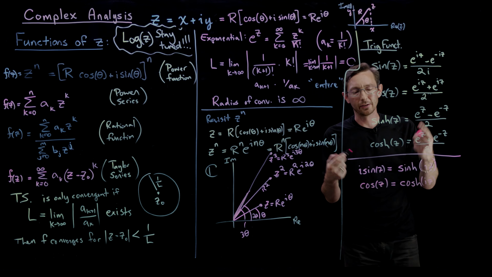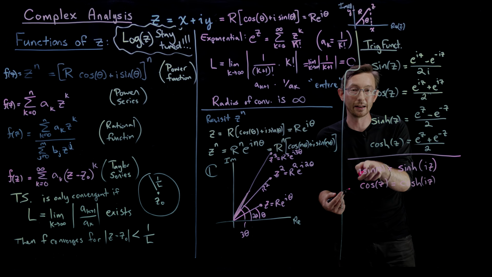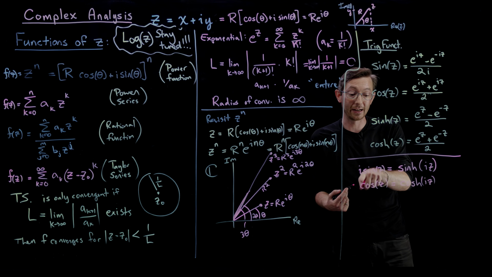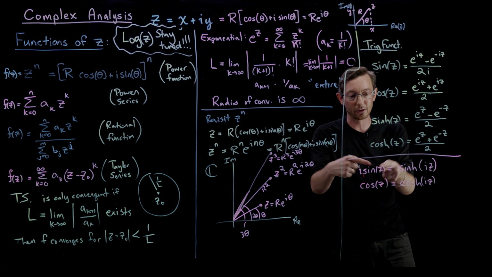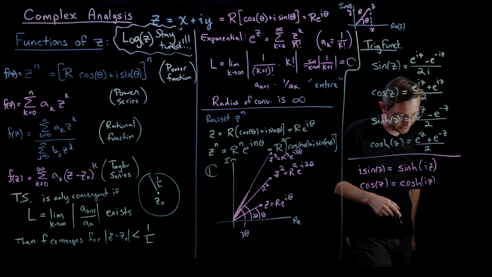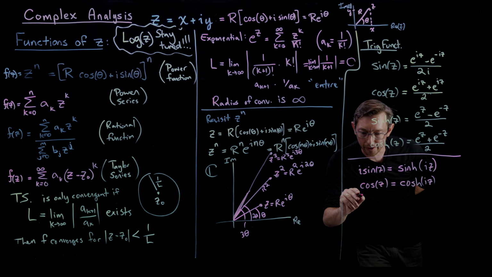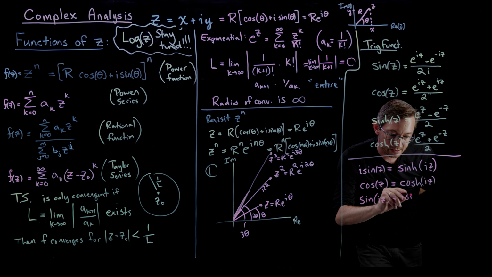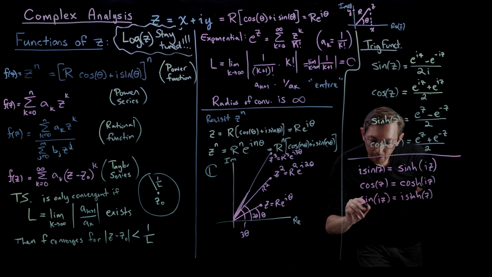Again, this is kind of like because of even and odd functions. Remember, if I take sine of negative x, it's equal to negative sine of x, but cosine of negative x equals just regular cosine of x. This is a very similar property, but with the imaginary number. And so on and so forth. You can verify more of these things like sine of iz equals i times sinh of z, and so forth.